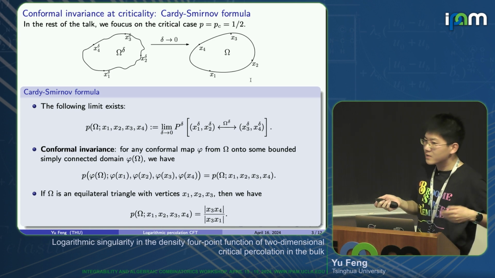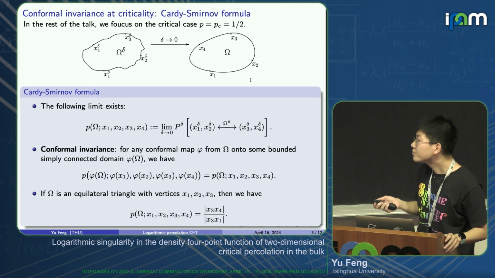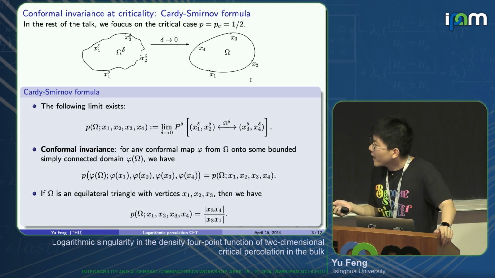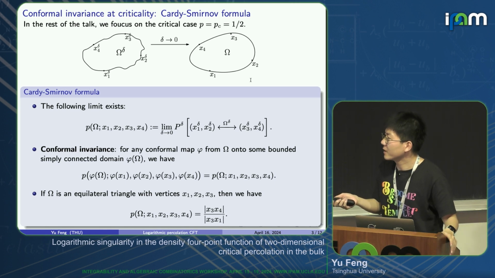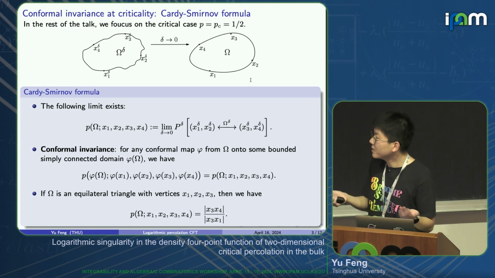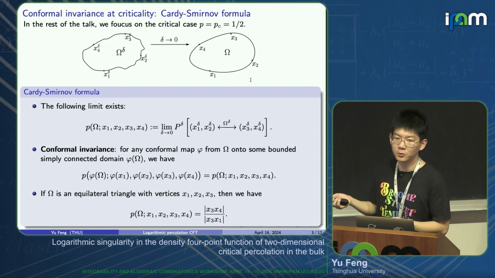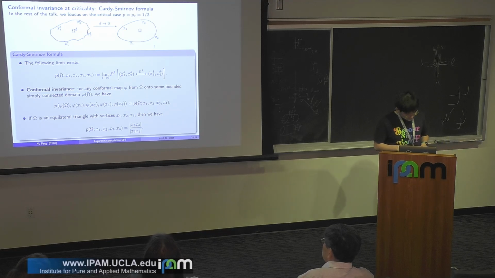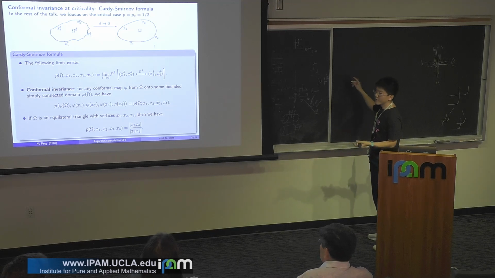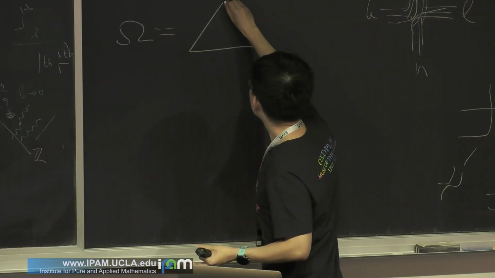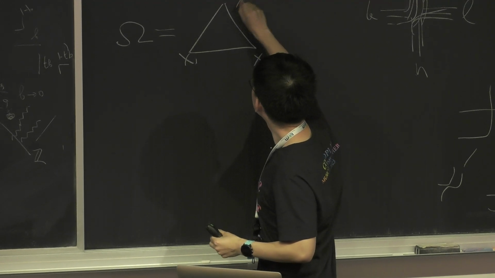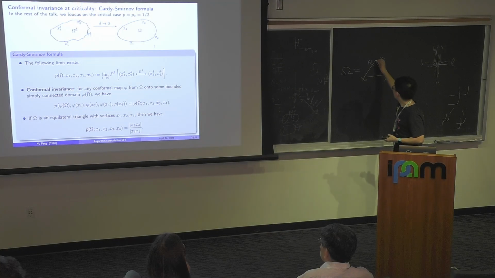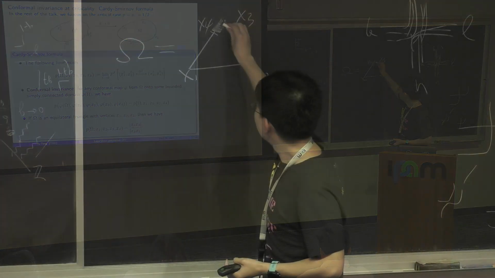Then this connection probability has a scaling limit when delta tends to 0. And moreover, this limit function P is conformally invariant. What does this mean? Take any conformal map phi from omega onto another bounded simply connected domain, phi(omega). Then we can also consider the connection probability inside this phi(omega) with marked points phi(x1) to phi(x4). It turns out that these two quantities are the same. So this is conformal invariance. And moreover, if this omega is a nice domain, if it is an equilateral triangle with 3 vertices x1, x2, x3, so x4 is here, then this connection probability has a very nice formula. It simply equals the length of this part over the length of x3, x1.